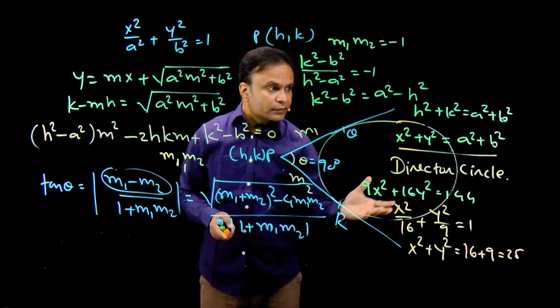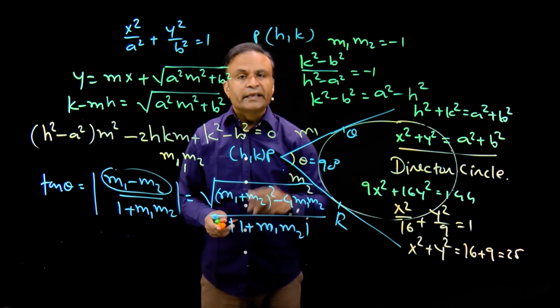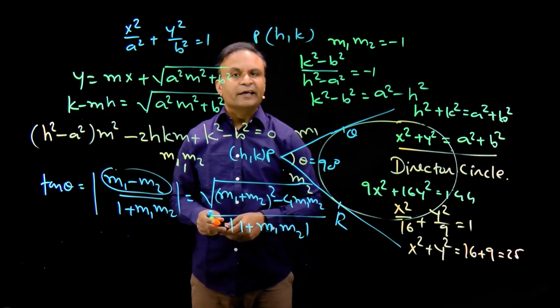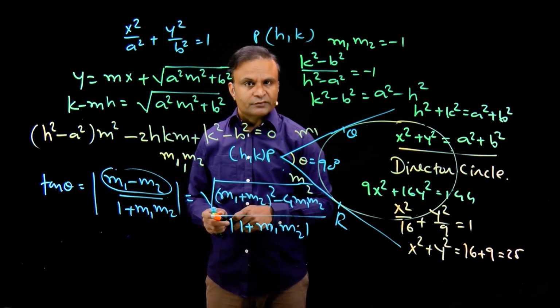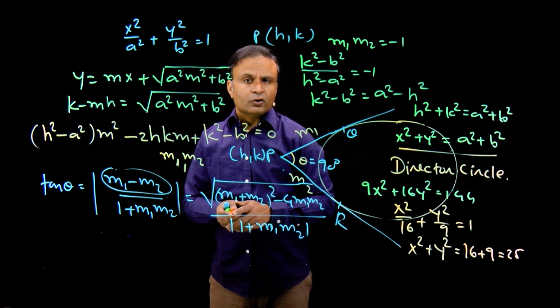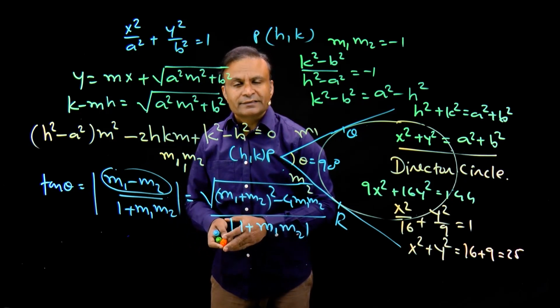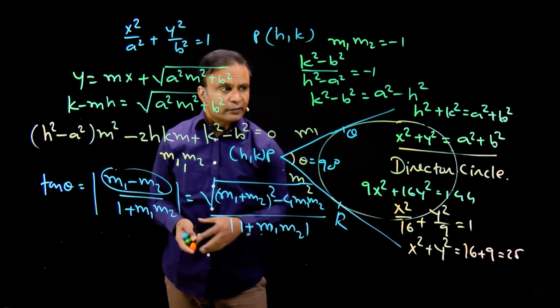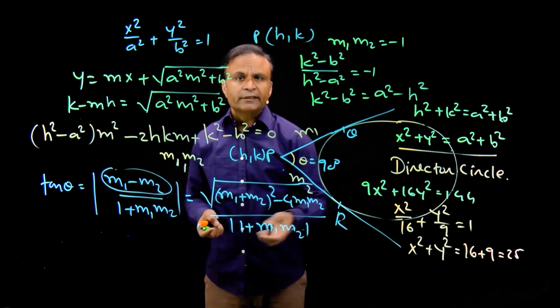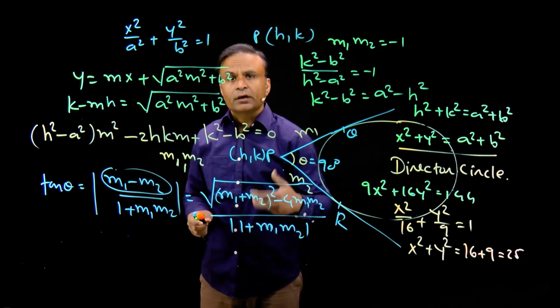We will have the director circle in the hyperbola also. In the parabola, we have a sister of the director circle, that is the directrix. We know that when tangents are drawn from any point on the directrix in a parabola, they are perpendicular, and the resulting chord of contact is a focal chord.